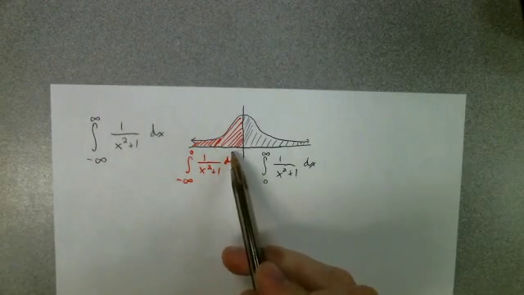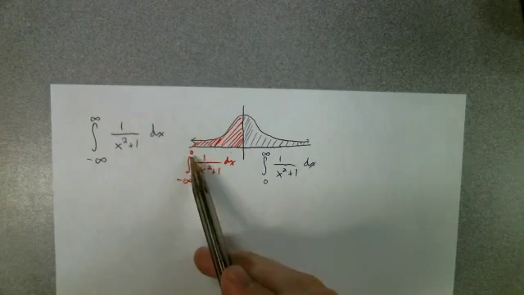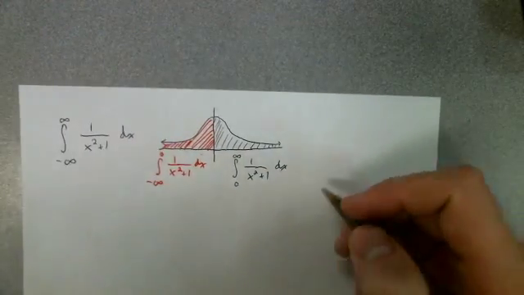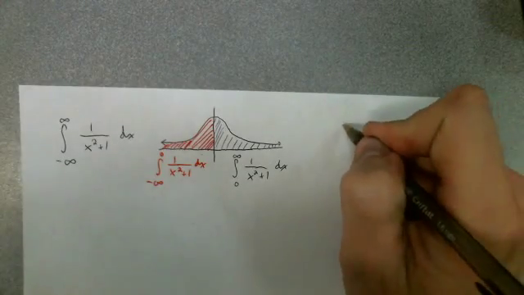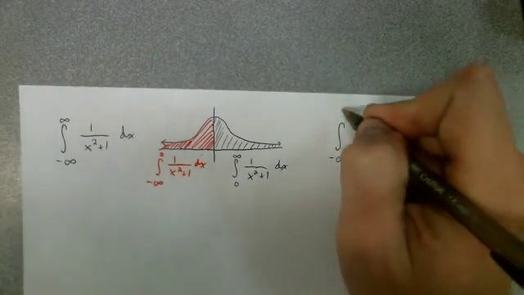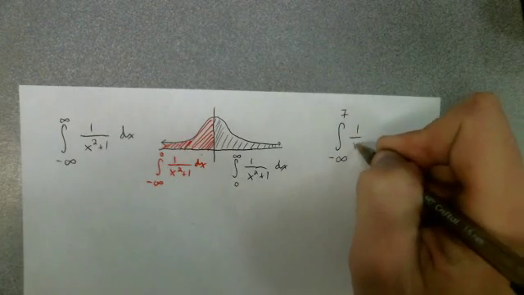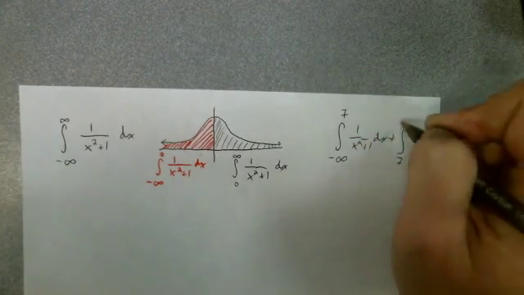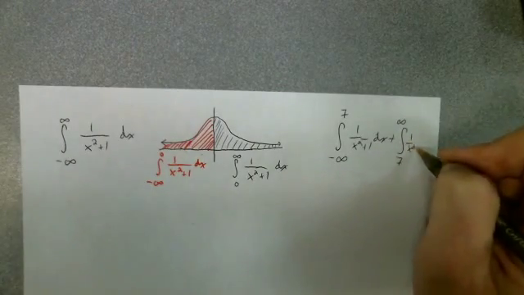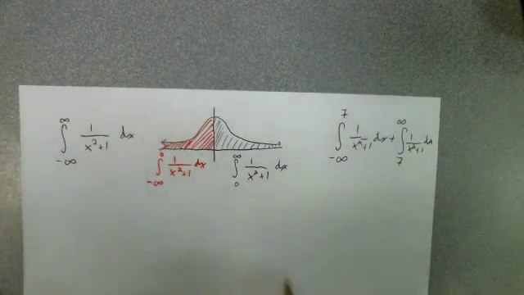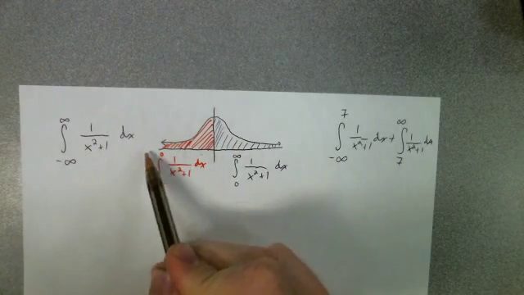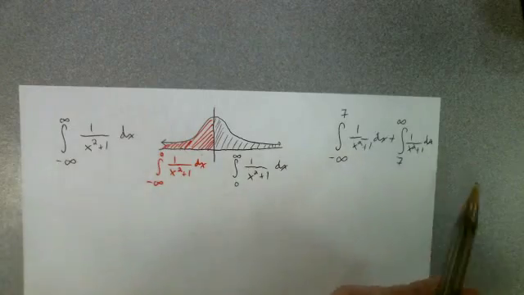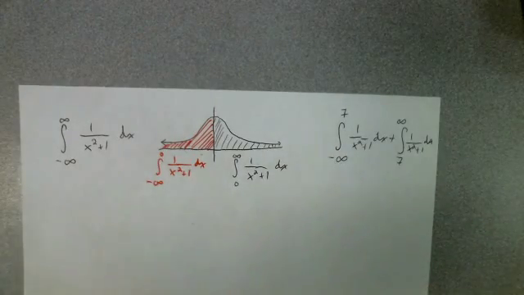Now, you might say, well, why did you break this up by going to 0? Why didn't you split this up as the integral from negative infinity to 7, and then add on the integral from 7 to infinity? Why did you pick 0 as your stopping point? Well, you could have picked 7. It doesn't matter.